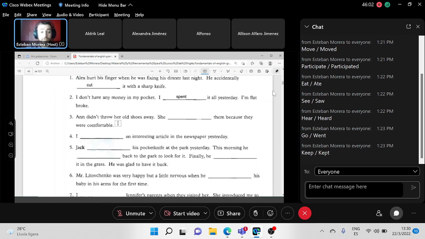She didn't throw her old shoes away. She kept them. Kept is the past tense of keep. Right? Keep is in the present, kept is in the past tense, irregular verb.